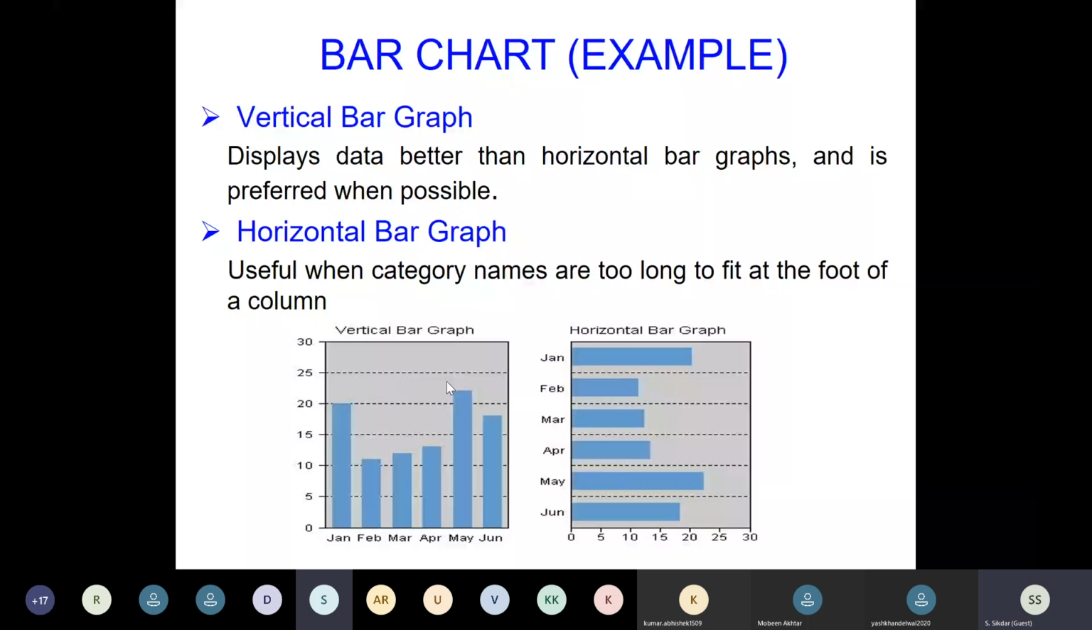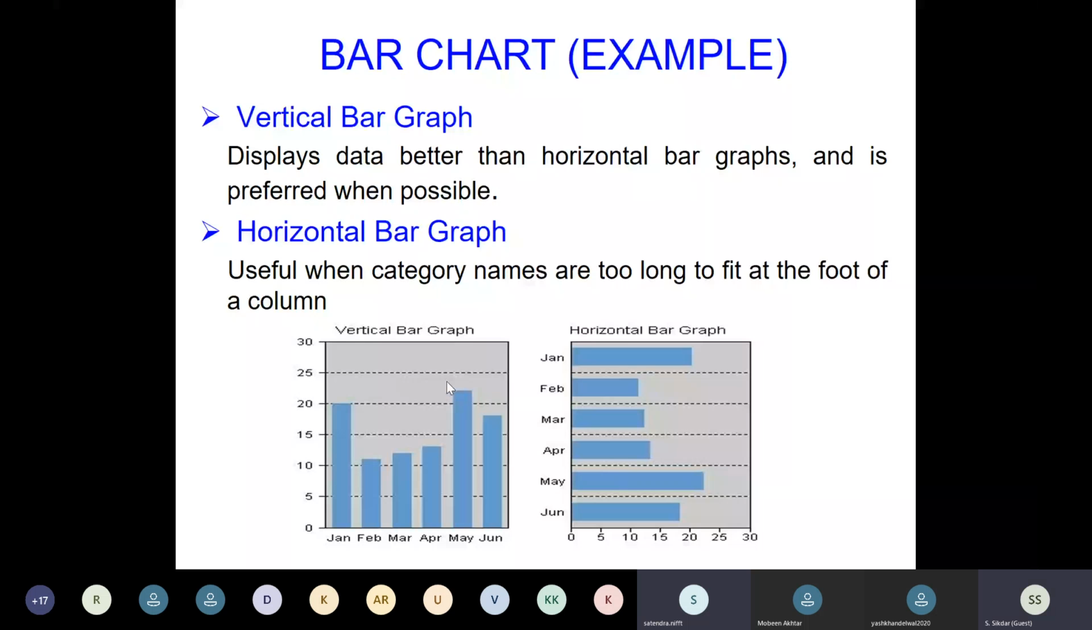Sir, the category. Which one, in the bar chart? Yes, in a bar chart there are clear-cut categories which are separated, but in a histogram, the classes are somehow interrelated. They are in a continuous manner.